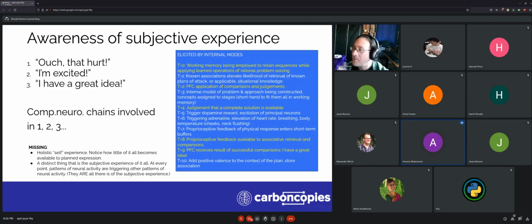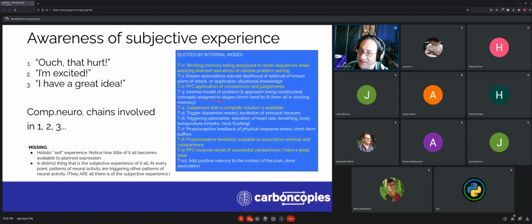Have I understood correctly that in this last example, the experience, the perception that I have a great idea depends on proprioception of the greatness of that idea being represented in the body response?